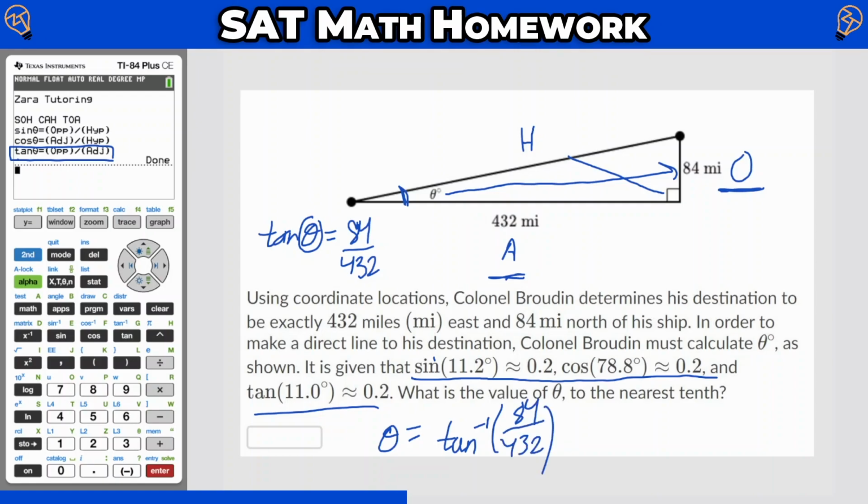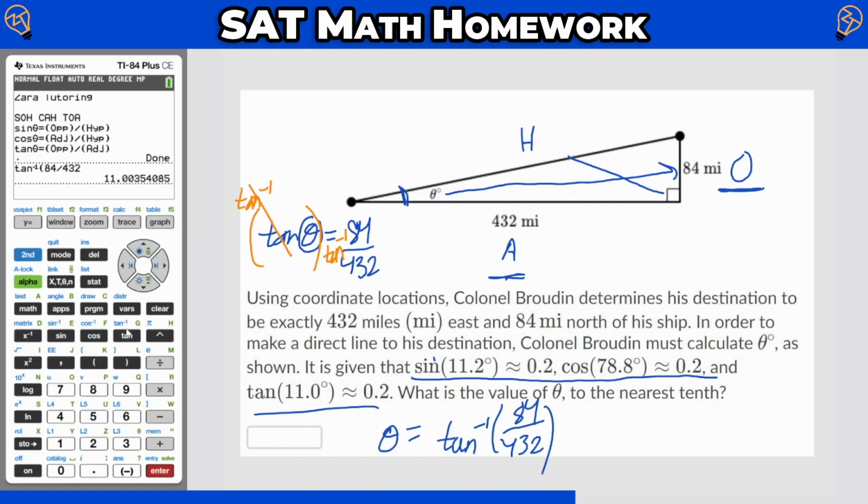Now to give you a visual of why that is, to undo tan you can't divide by tan, but you can inverse tan, and anything you do to one side you do to the other. And so that's why we have inverse tan of 84 over 432. So let's go ahead and type that in by pressing second tan, 84 over 432. You don't have to close the parenthesis, and we get this answer here.